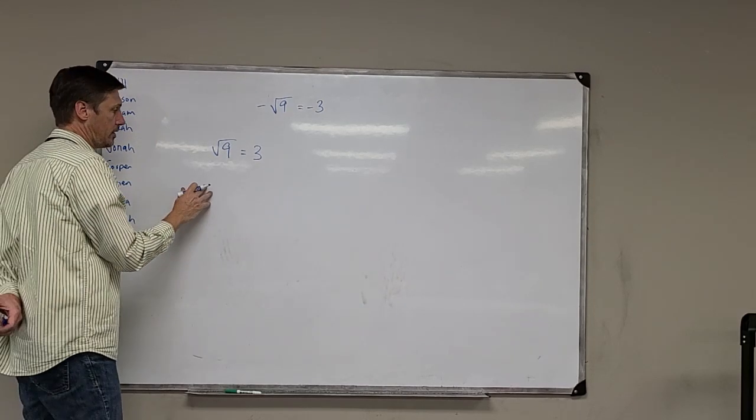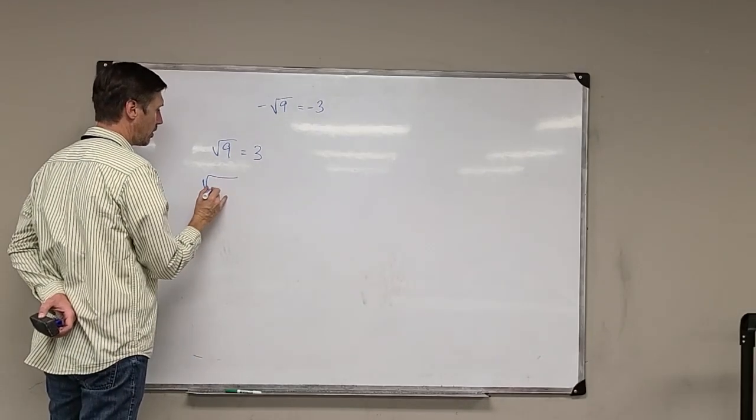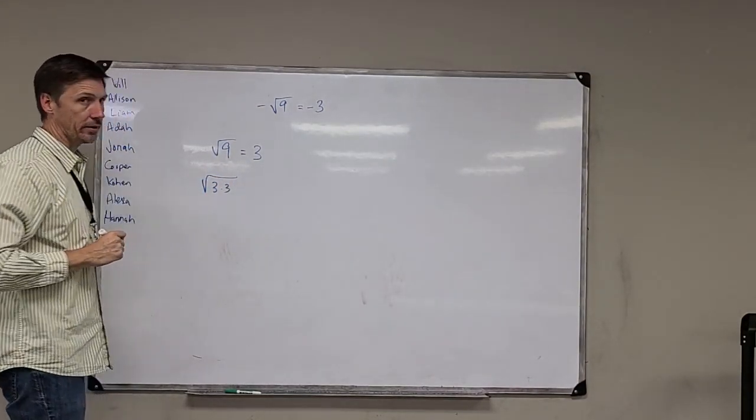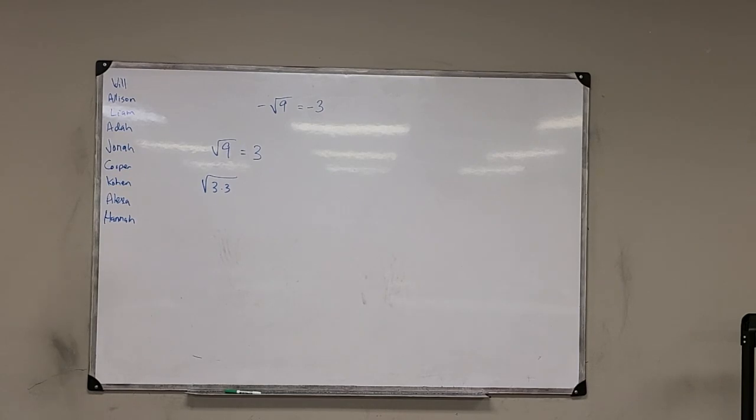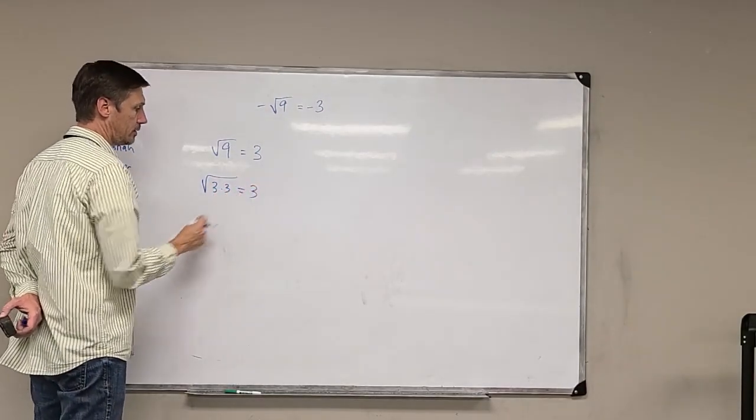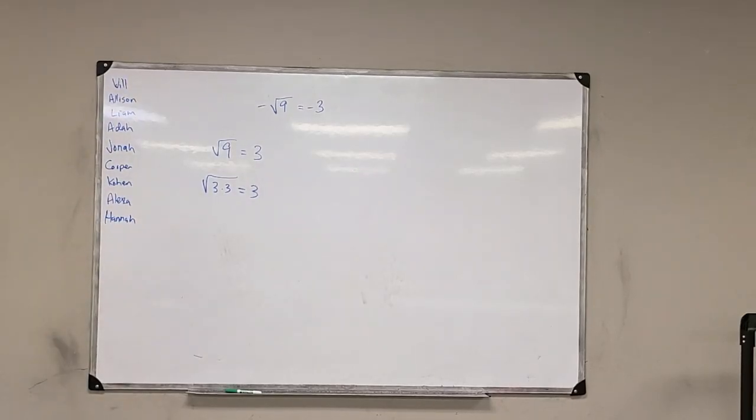Another way to think about this is that when you're taking the square root, we can realize that 9 can be split up into 3 times 3. And so anytime you're taking the square root of something, anything where you've got 2 of them in there, then you just get 1 when you take the square root of that.